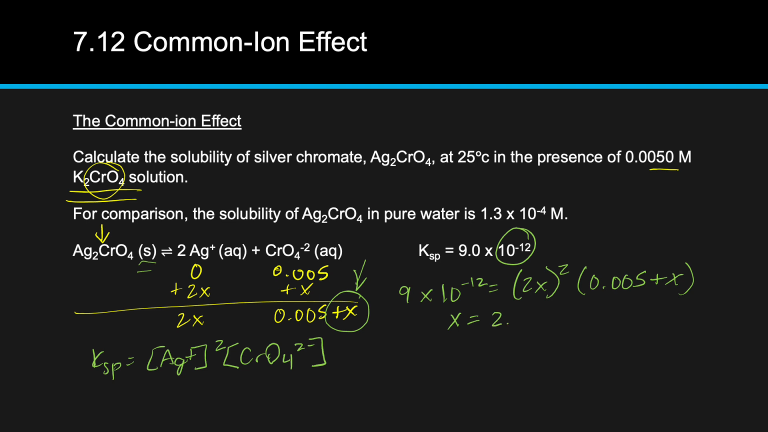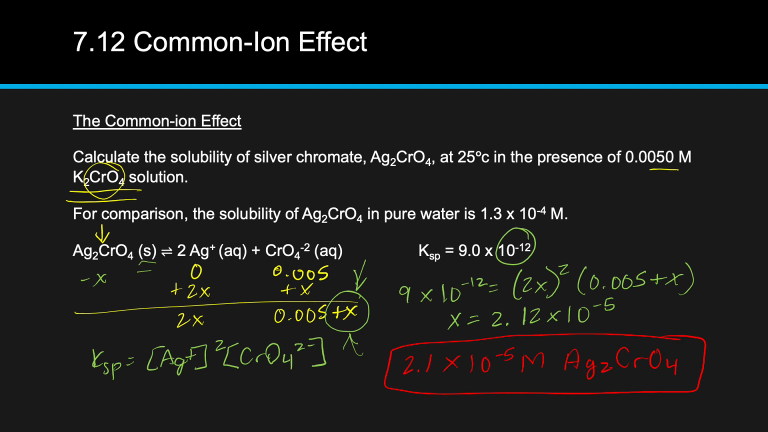And I get 2.12 times 10 to the negative fifth for my x value. So as you can see, if I got that here, it really wouldn't do much for that value in total. So now that I got that for x, and I know that I lost 1x for this equation because it has a coefficient of 1, I know that that x is my solubility of silver chromate.